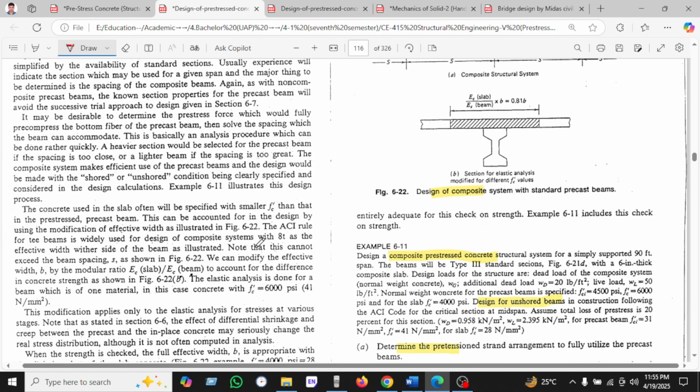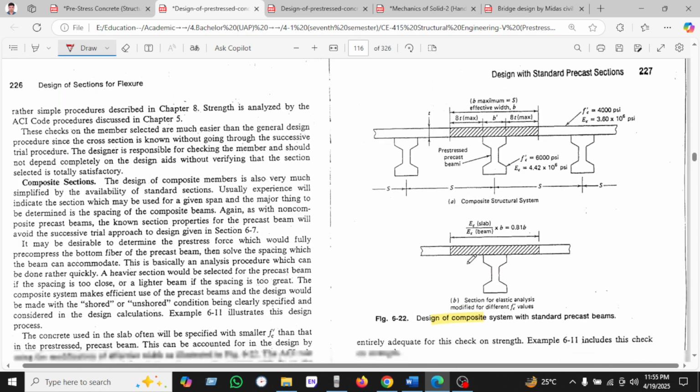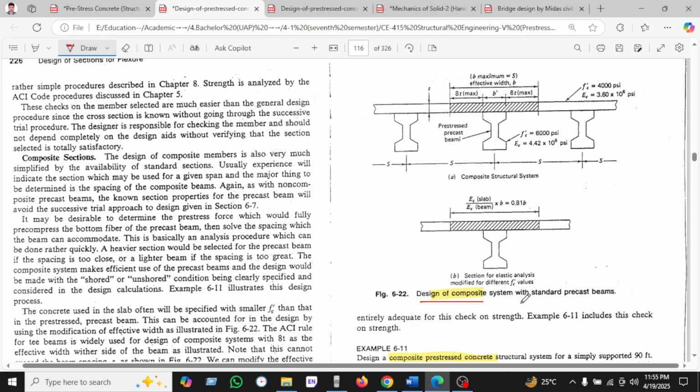So you can see here the composite section. We can see here the design of a composite section system with the standard precast beam. We can see here the composite structural section. The precast beam is here. This is the B maximum, the effective width of B. You can see B prime and f prime c are given here. The section of the elastic analysis is modified for different f prime c values. You can see the slab, b_e into n times b, which is 0.81 b.